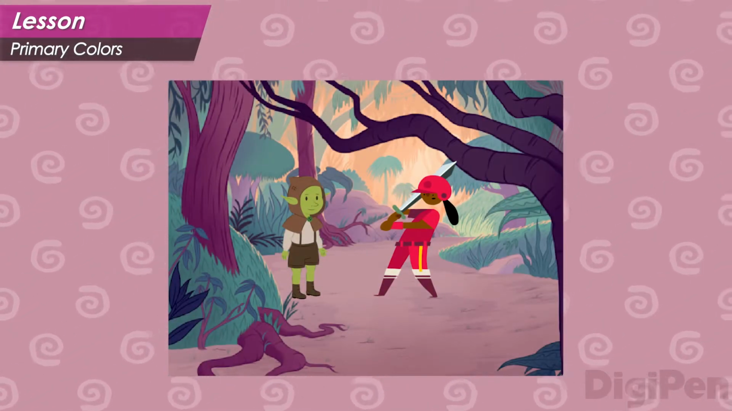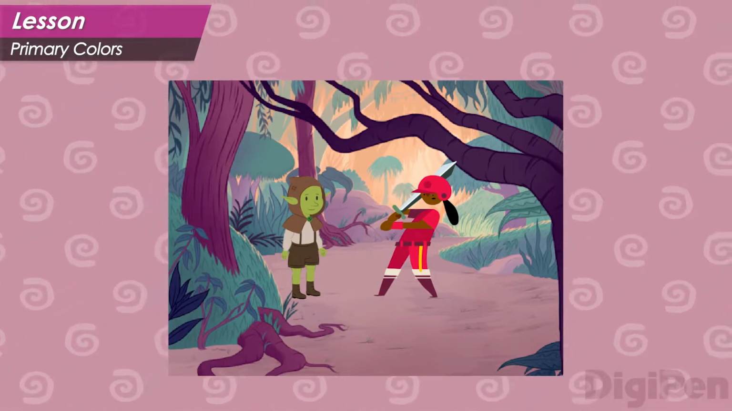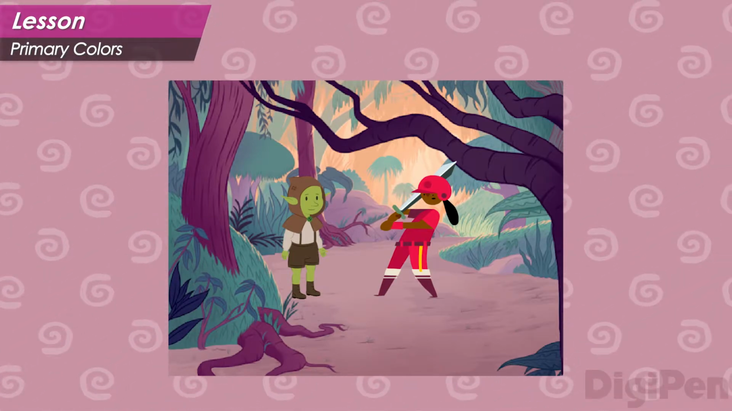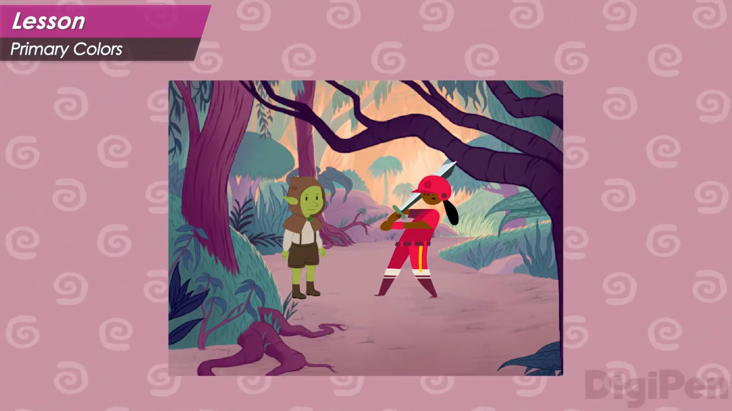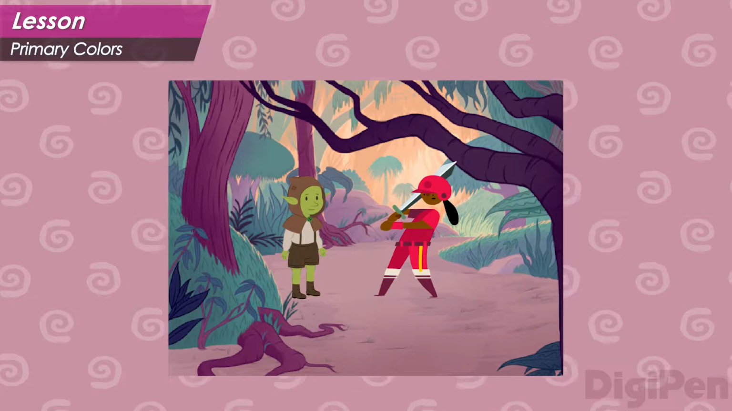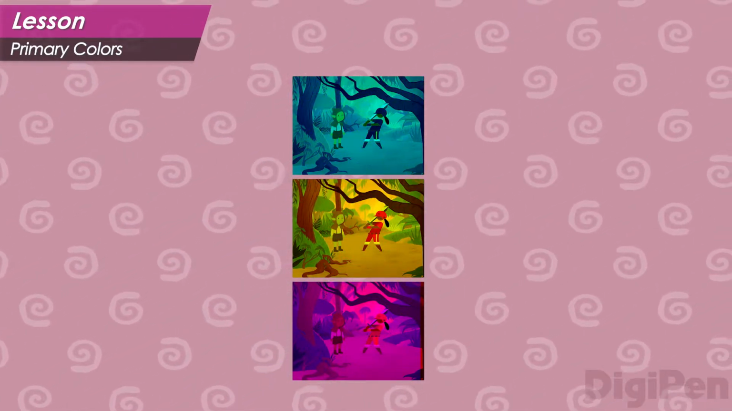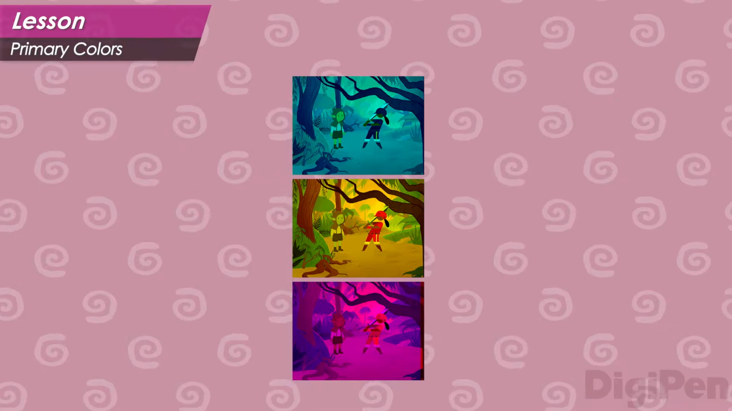When you play a video game, the colors you see are created by the electronics in the screen. Every color it shows you is a mixture of red, green, and blue light. Red, green, and blue are called the primary colors of light. Combining these three primaries in different ways can produce any color you can imagine.